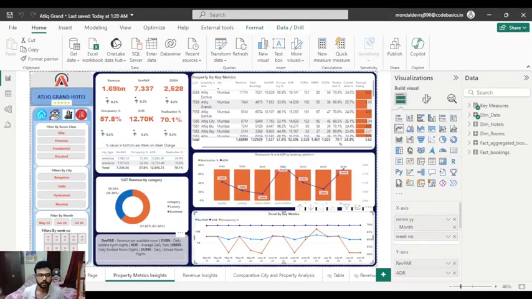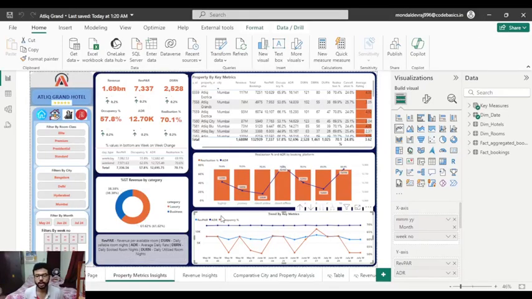Now coming to the left hand side in the corner, we can see the abbreviations that we have used in our report. That is, RevPAR is revenue per available room, DSRN is daily sellable room nights, ADR is average daily rate, DBRN is daily booked room nights, and DURN is daily utilized room nights.